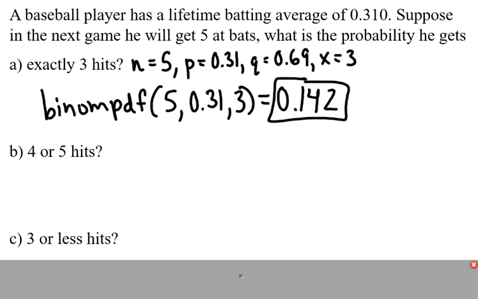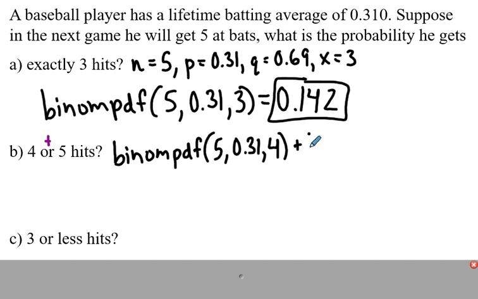What's the likelihood that he gets 4 or 5 hits? Well, 4 or 5 hits, I'd have to find the probability of getting exactly 4, the probability of getting exactly 5, and then in probability, or means addition. So this is going to be binom PDF 5, 0.31, 4, plus binom PDF 5, 0.31, and then 5 hits. And then I calculate each of those individually, then I'm going to add them together. So grab my calculator.